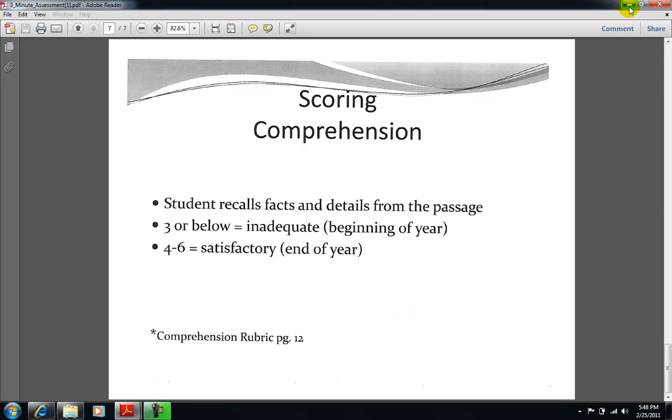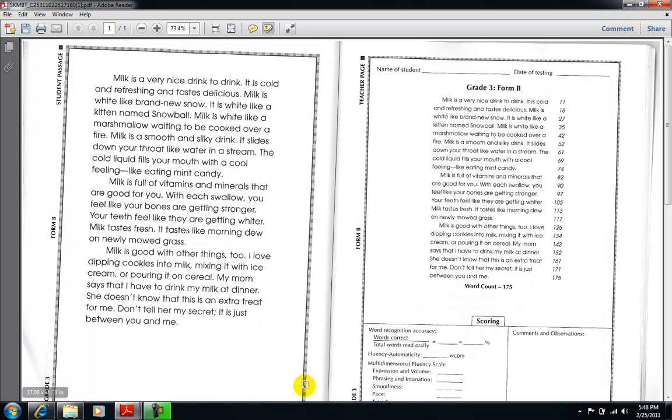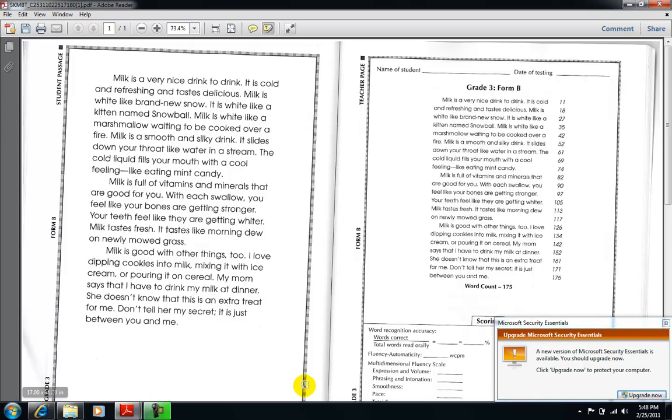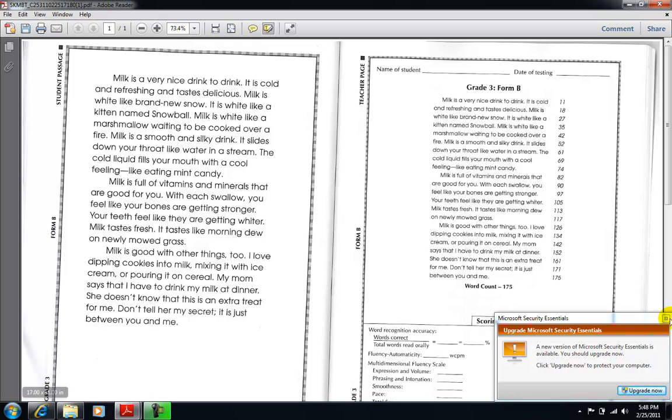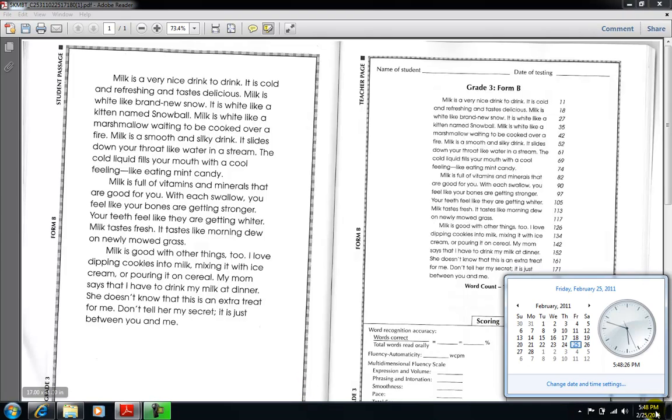So, after looking at all those scoring components, let's actually try to go through an example here with regard to looking at word recognition accuracy, fluency automaticity, and fluency expression. So I'm going to do my very best reading and my very best 3rd grade reading voice and ability, and read for 60 seconds. What I'm going to do is put up a timer here so that you can see where I stop.